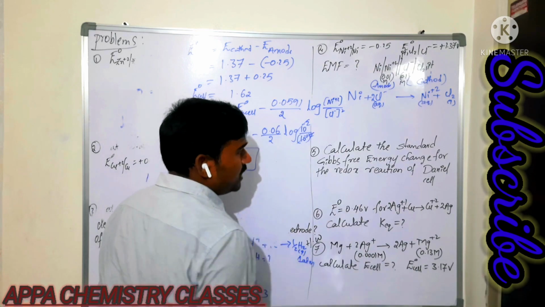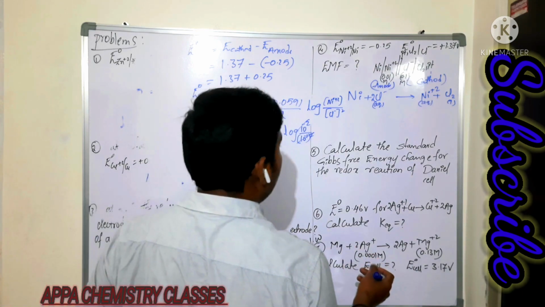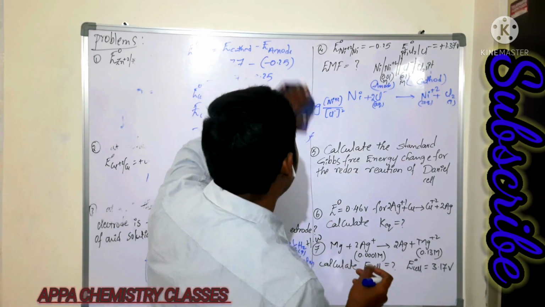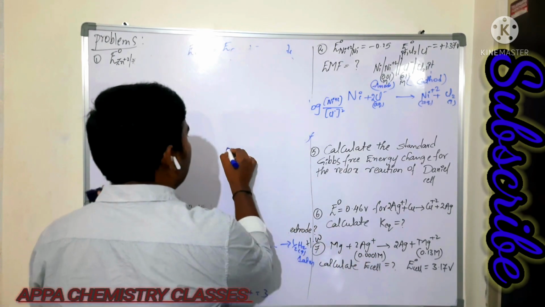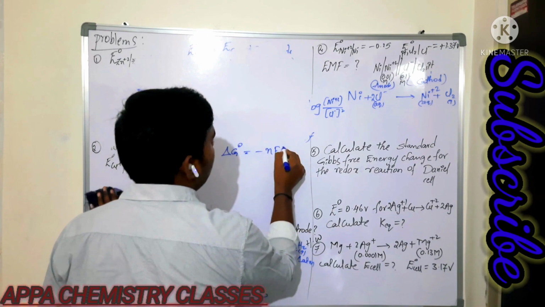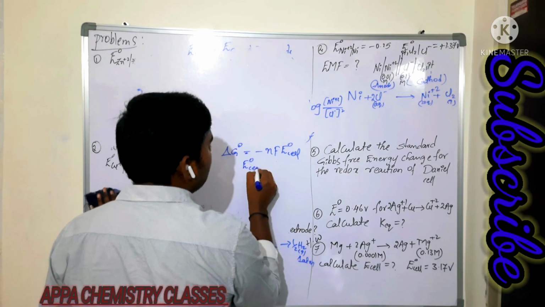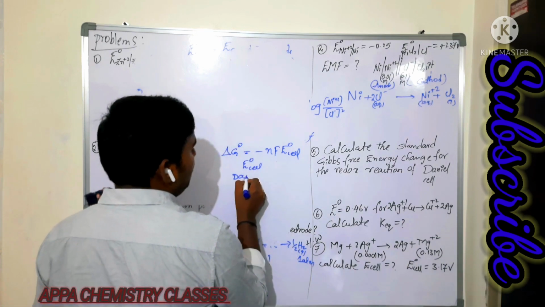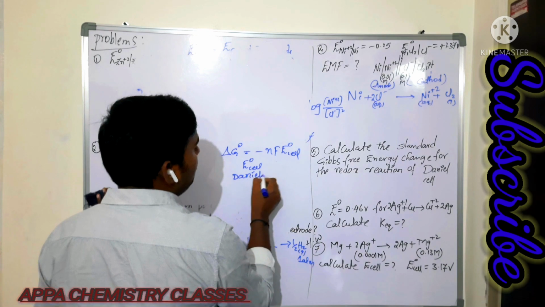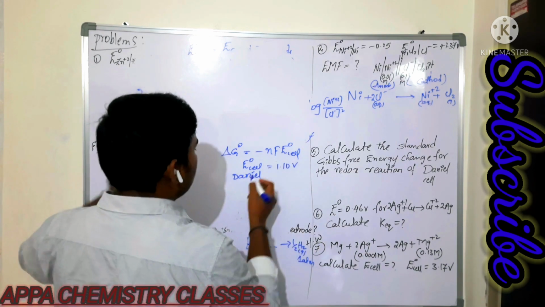Now calculate the standard Gibbs free energy change for the redox reaction of Daniell cell. What are they asking to calculate? Standard Gibbs free energy, delta G naught. Delta G naught is equal to minus n F E naught cell. For Daniell cell, the standard electrode potential is 1.10 volts. So just substitute there.